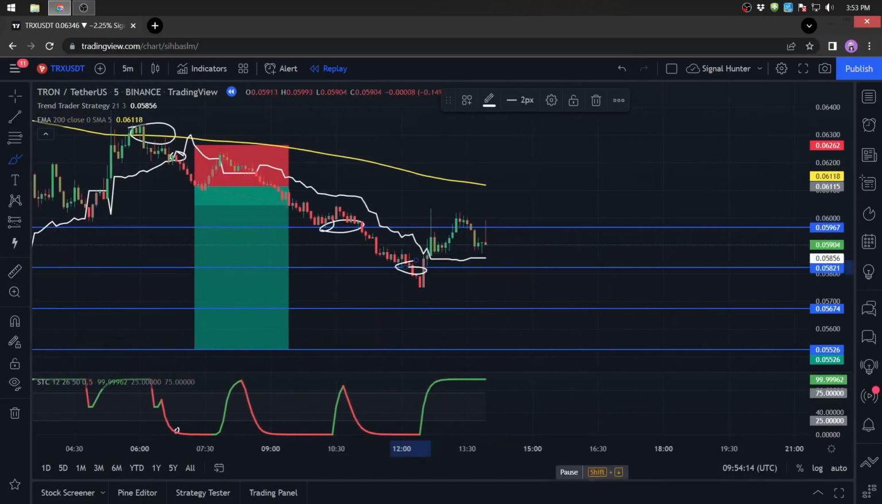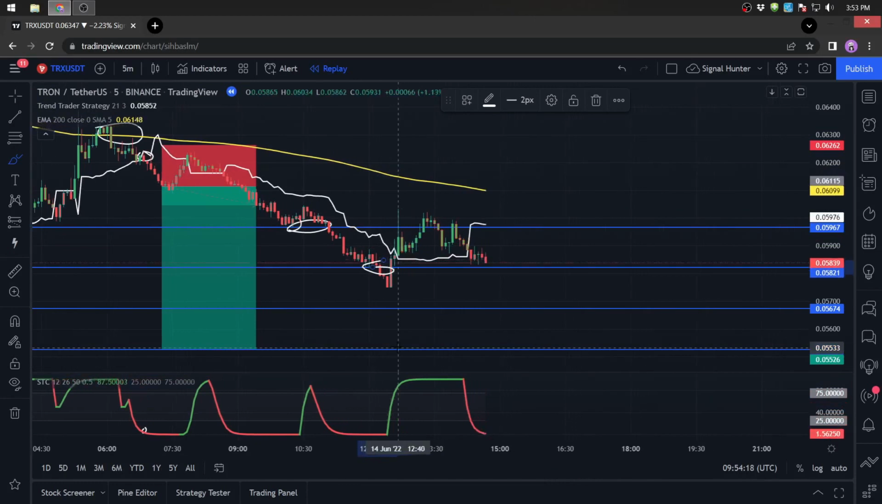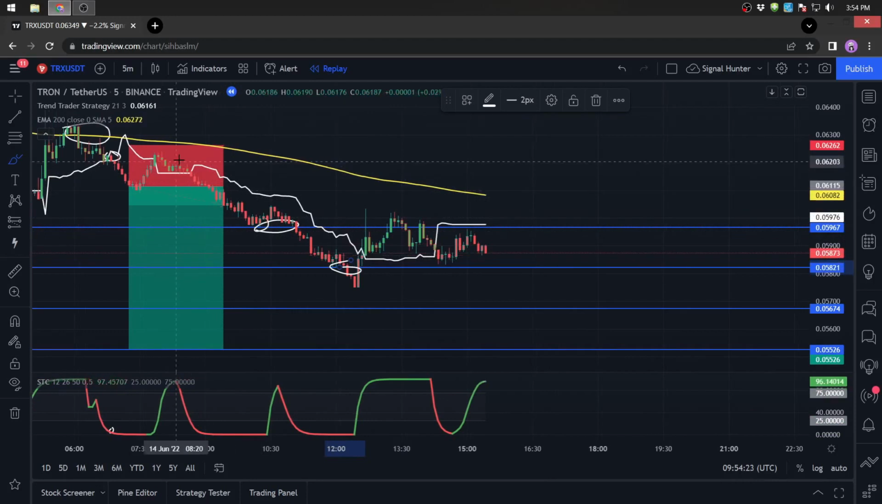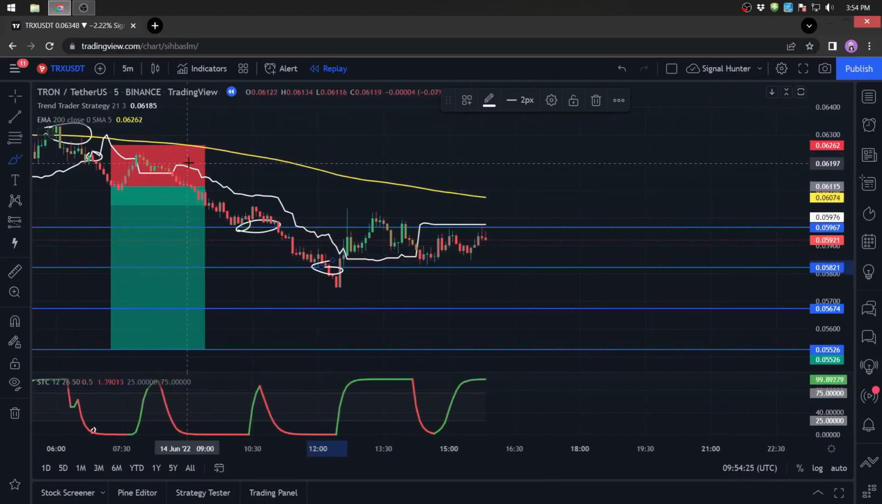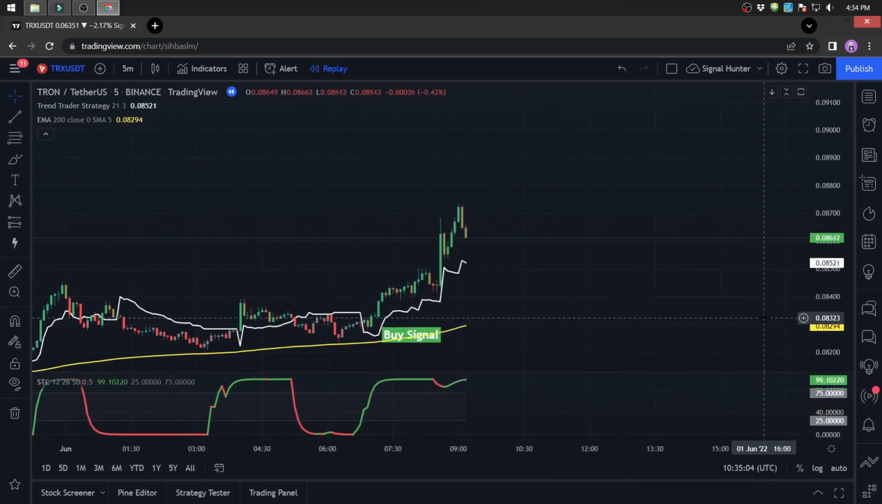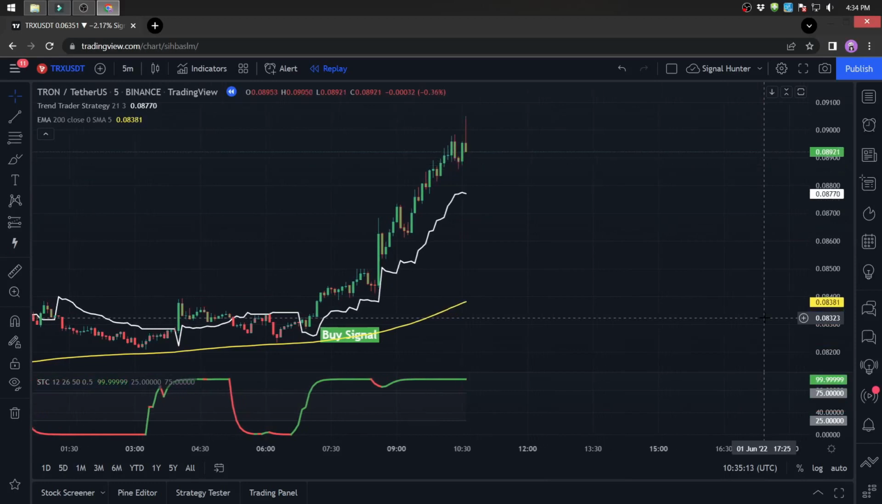And remember, it's not guaranteed that the price will hit profit target 4 every time. Sometimes it hits profit target 1 or sometimes profit target 2. Even sometimes it hits the stop loss, but hitting the stop loss is very rare. So I hope you guys understand how you can generate buy and sell signals using the 3 indicator combination and confirmation.